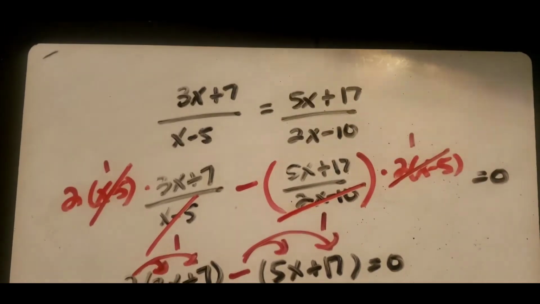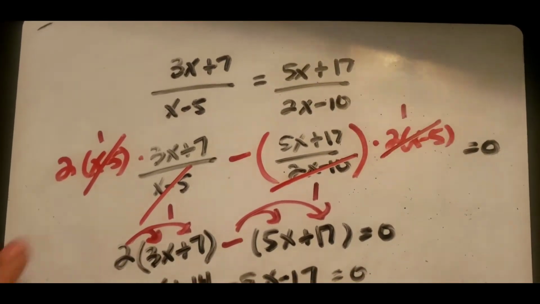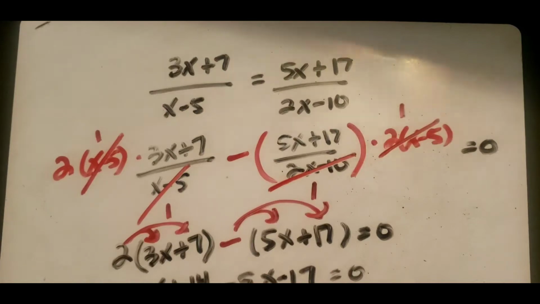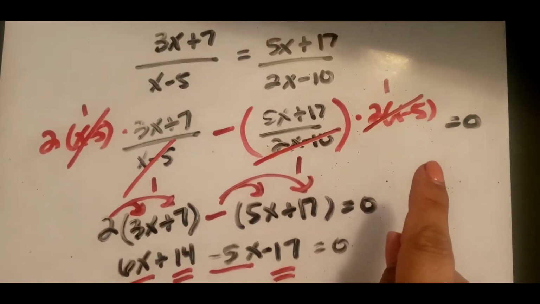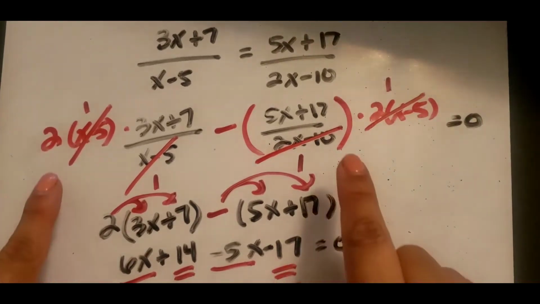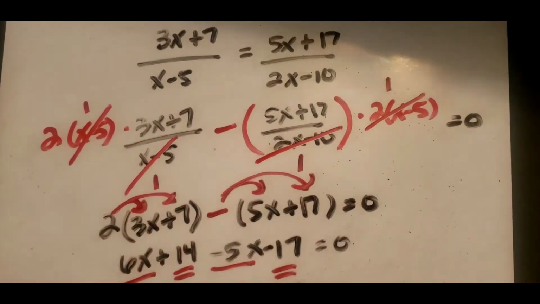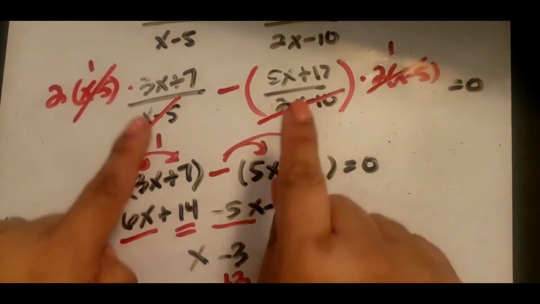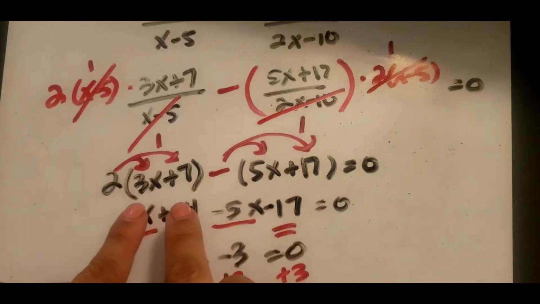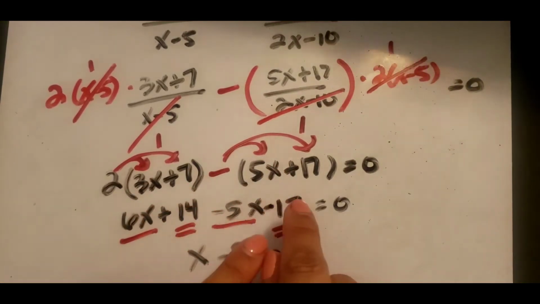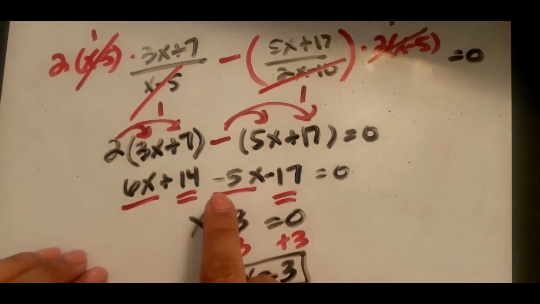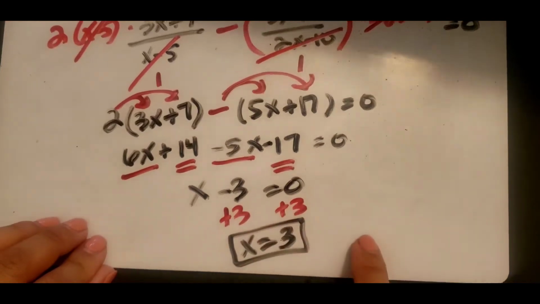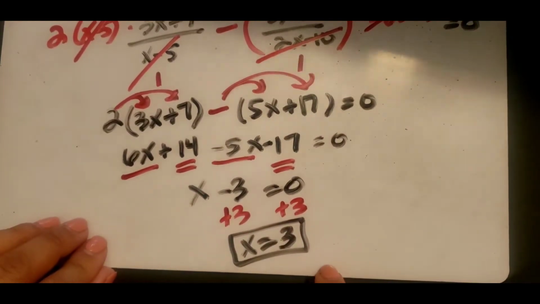So I want to remind you what we did. Feel free to pause the video at any time so you can copy. Again, they set these two fractions equal to each other, but what I wanted to do is rewrite them so that we're subtracting, so then we set it equal to 0. Then we found the LCD and multiplied each fraction by the LCD, which basically got rid of the denominators. And then we rewrote this as 2 times 3x plus 7 minus 5x plus 17. And then I distributed the 2 and distributed the negative, combined like terms, added the 3 to both sides, and then ended up with x equals 3.